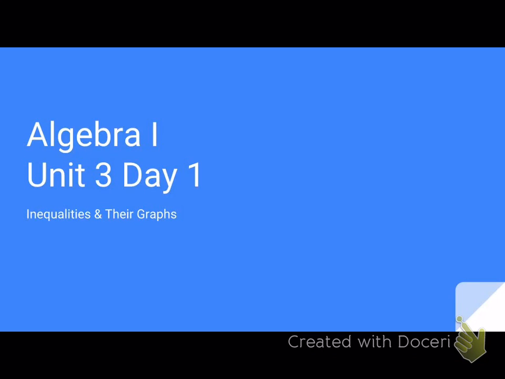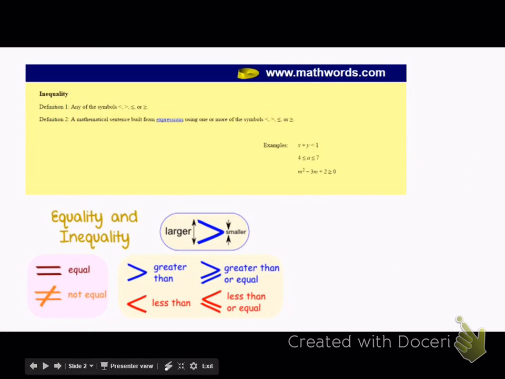Inequalities and their graphs is what we're talking about today. So to begin with, let's talk about what an inequality is. An inequality is a mathematical sentence built from expressions using one or more of the symbols. You can see the names for the symbols: less than, greater than, less than or equal, greater than or equal. Basically, an inequality has an inequality symbol.